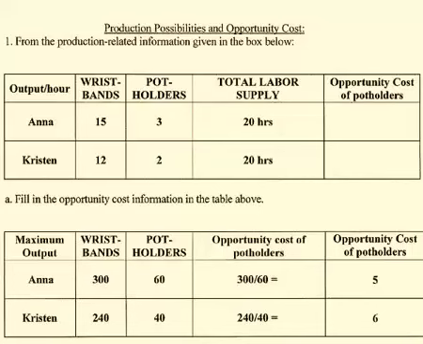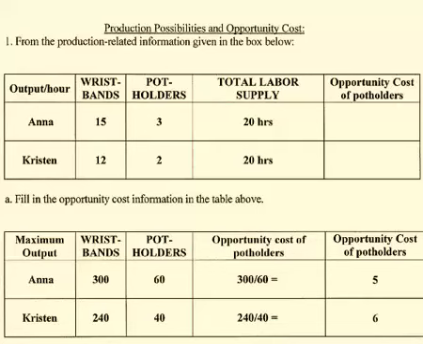This problem seeks to introduce three key concepts in microeconomics: opportunity cost, production possibilities frontier, and comparative advantage. The players in the problem are two ladies, Kristen and Anna, who run a small business in which they make wristbands and potholders. The table shows that Anna can produce more wristbands per hour and more potholders per hour than does Kristen.